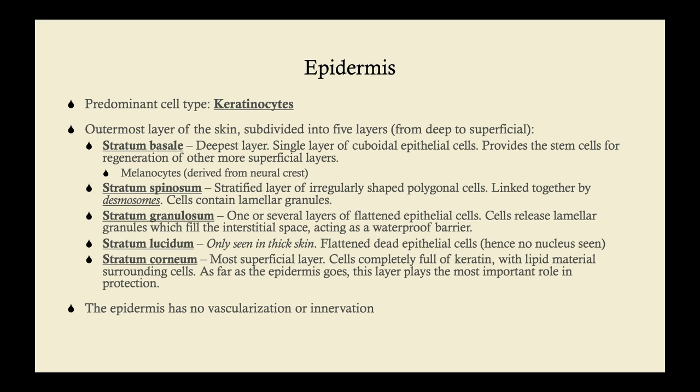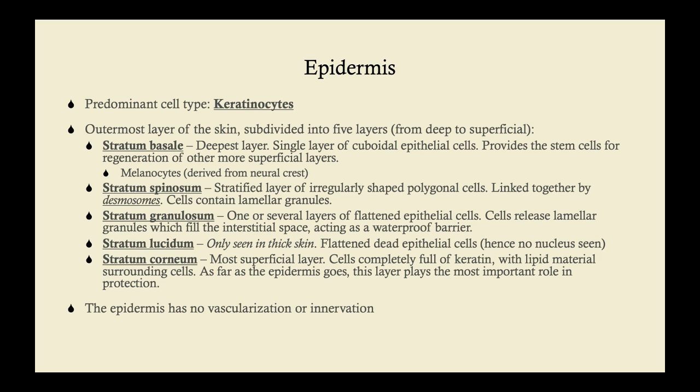Also, part of the stratum basale are the melanocytes. These are pigment-producing cells. They're derived from the neural crest cells, and that's separate from the keratinocytes, which are derived from just general ectoderm. The next layer up is the stratum spinosum, and these are irregularly shaped polygonal cells, so a little bit flatter than the cuboidal cells of the stratum basale.